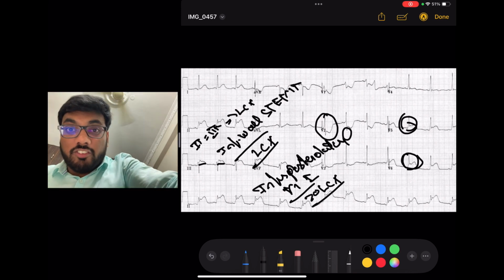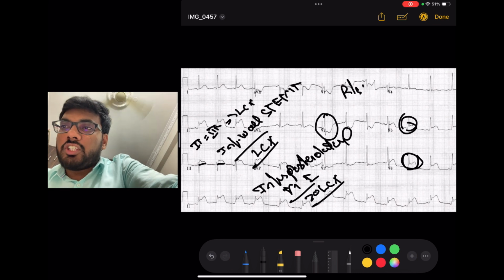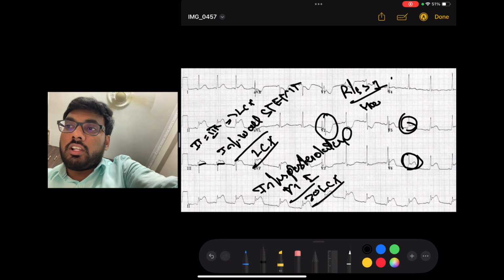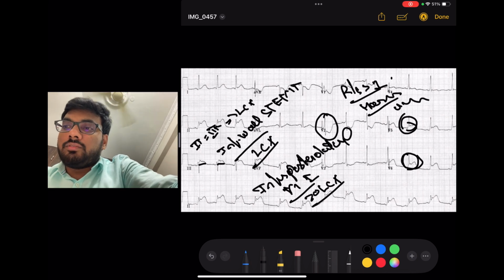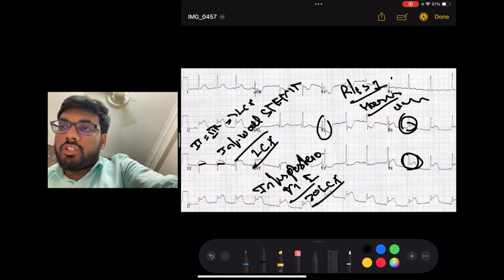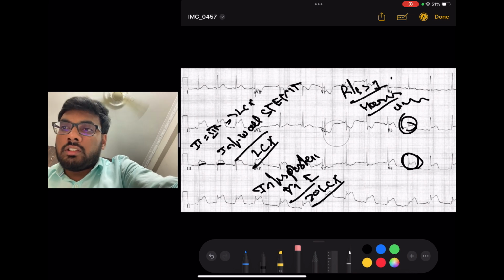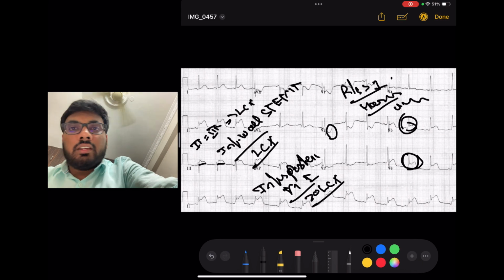What is the diagnostic criteria for the posterior wall MI? R by S ratio should be more than 1 in V2 and V3, and there should be horizontal ST depression and upright T wave. Look, everything is there here. Right. Here we have the R by S ratio more than 1, right? And also we are having horizontal ST depression, and we are also having upright T wave. Okay.